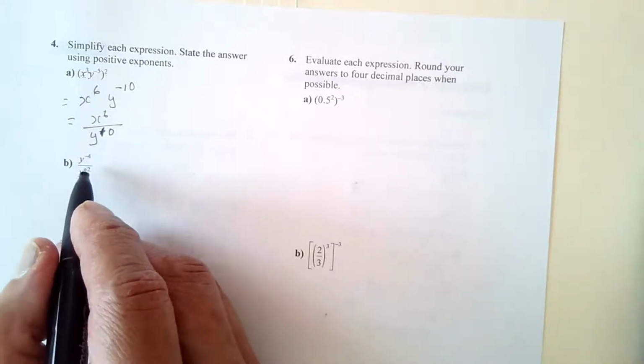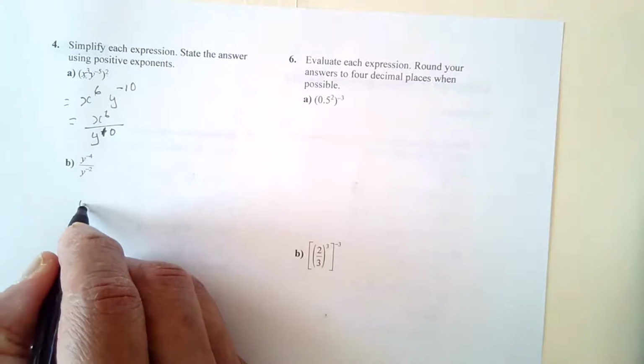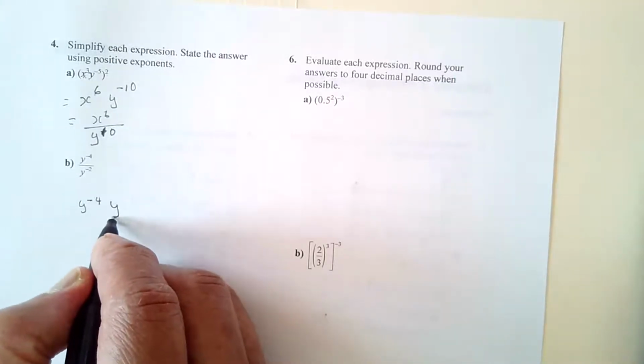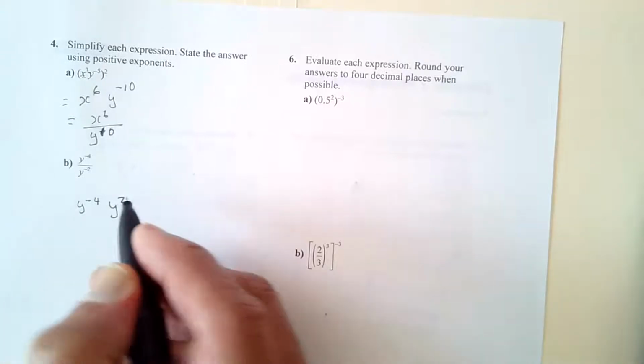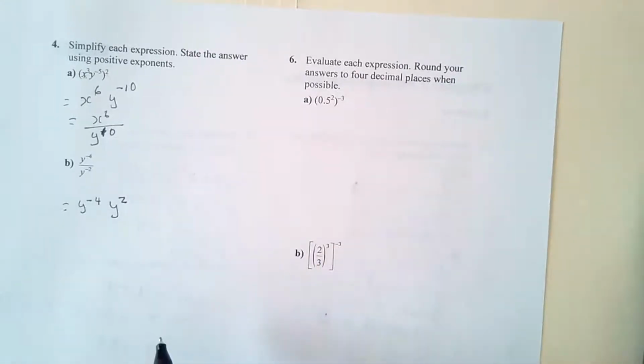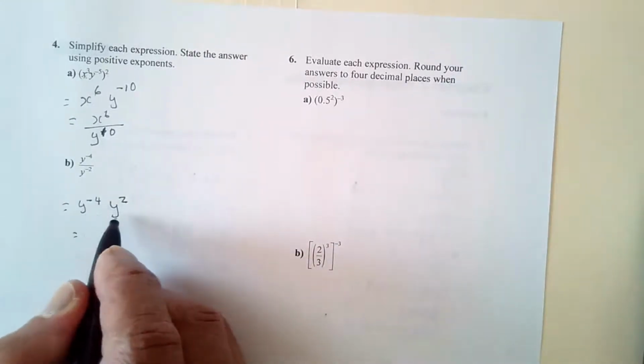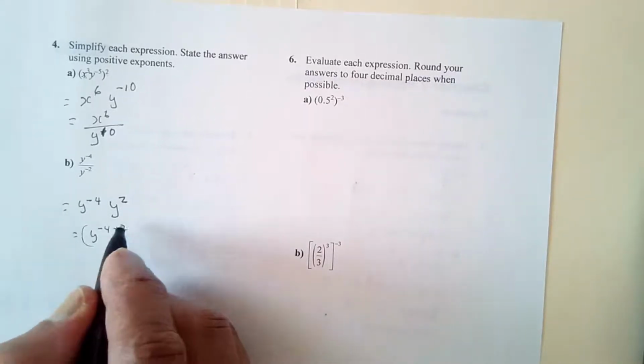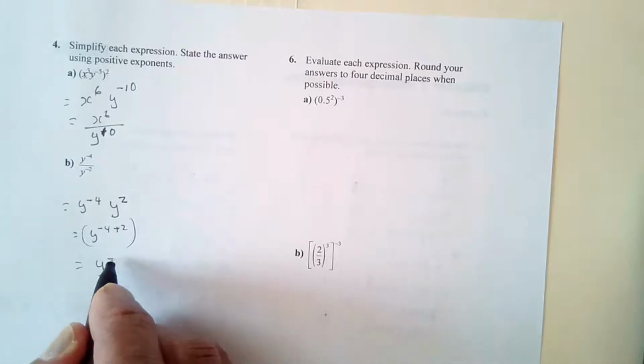In this case, we have y to the negative 4, y to the positive 2. So because the base is the same, you have negative 4 plus 2, y to the negative 2.